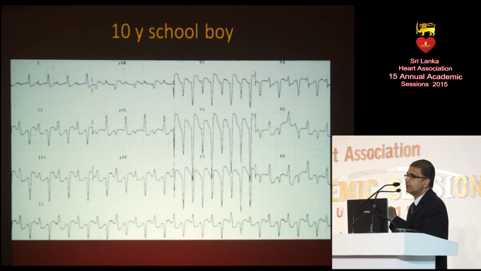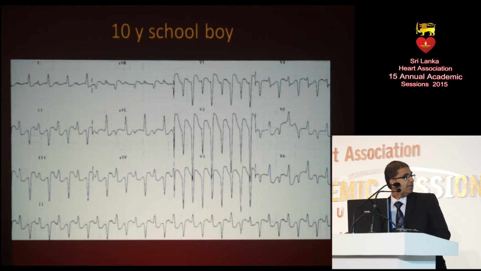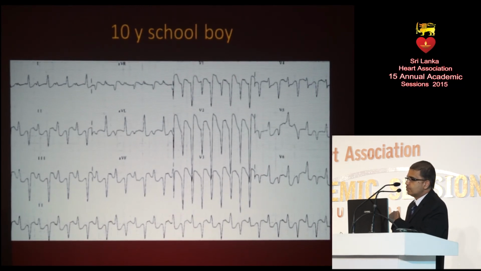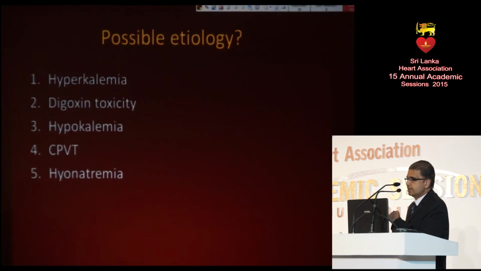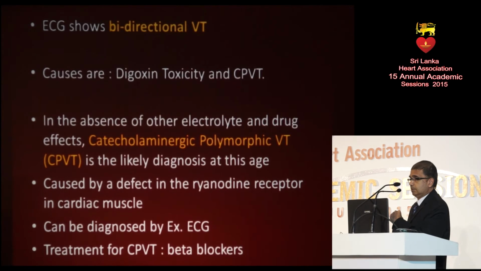So you can see that the QRS complex changes as you go on, and particularly if you look at the rhythm strip at the bottom, you can see that there is a changing axis of the QRS complex, and that is rare. It's a very rare situation and seen only in a few conditions. Digoxin toxicity is one of the other things that we can see it in.